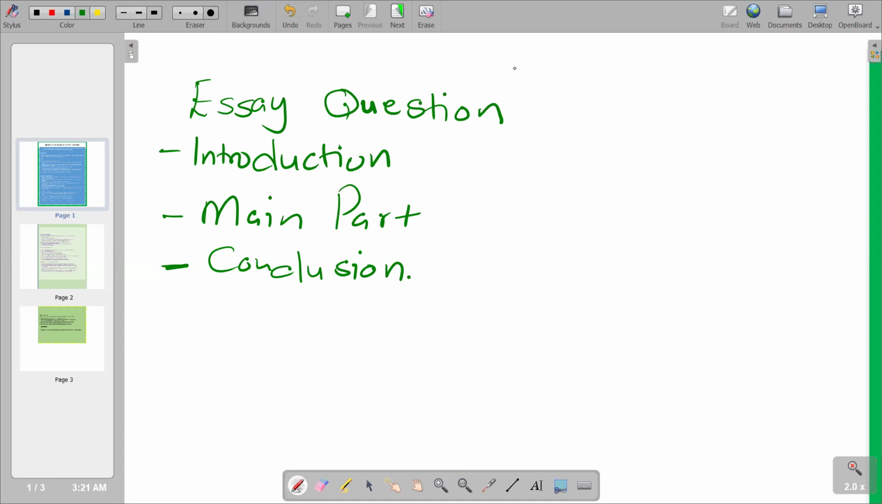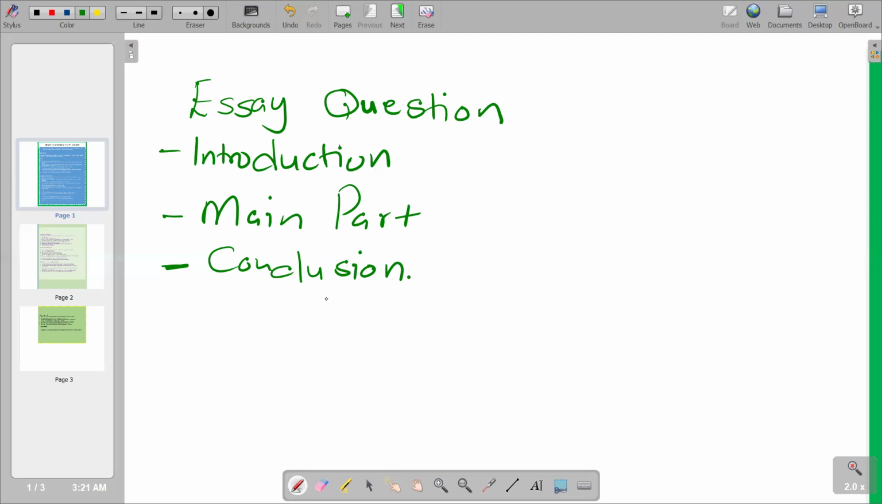So before we answer this essay, we are going to go through the requirements of an essay. Remember, we are going to subdivide our essay into three main categories: the introduction, the main part, which represents the main body, and then a conclusion.